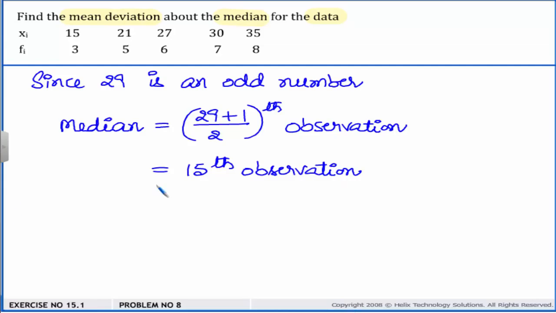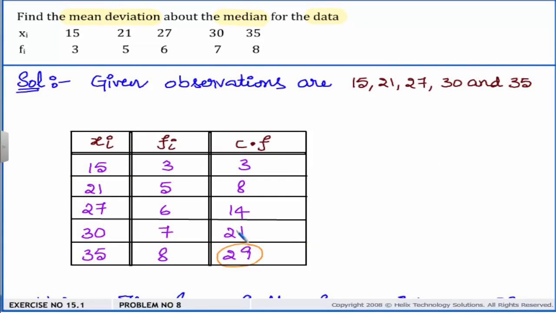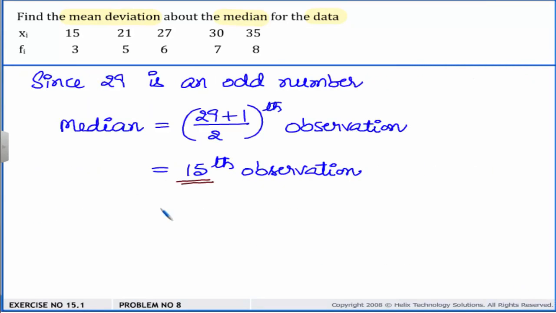Now, this observation, that is the 15th observation, lies in the cumulative frequency 21, for which the corresponding observation is 30. Therefore, based on this, we can say the median is 30. Therefore, median is equal to 15th observation, which is equal to 30. Therefore, we have median M is equal to 30.